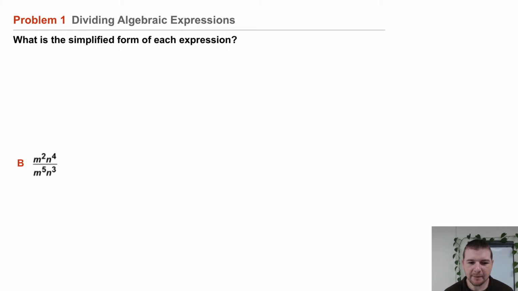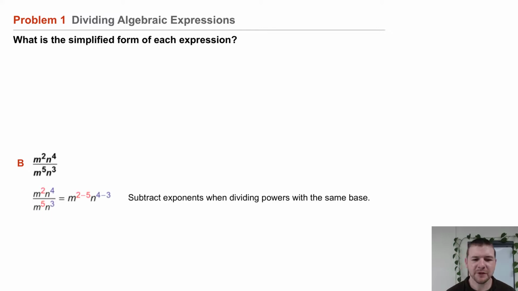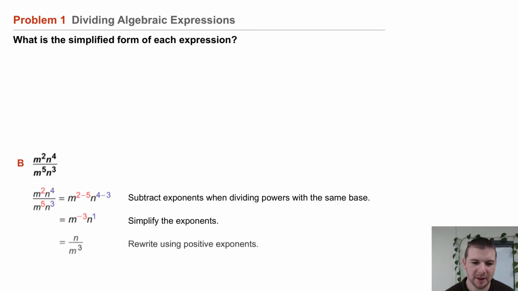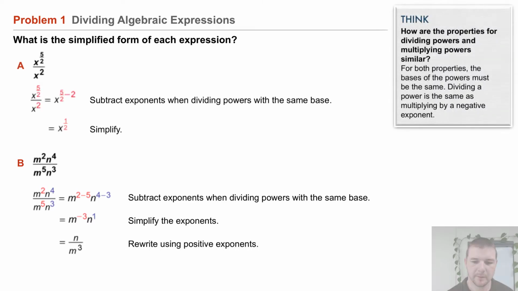And b, m squared n to the 4th power over m to the 5th power n cubed. First, let's subtract the exponents of our m factors, so m to the 2 minus 5 and n to the 4 minus 3. Well, this equals m to the negative 3rd power n to the 1st power, and simplifying, rewriting with only positive exponents, we find n over m to the 3rd power.